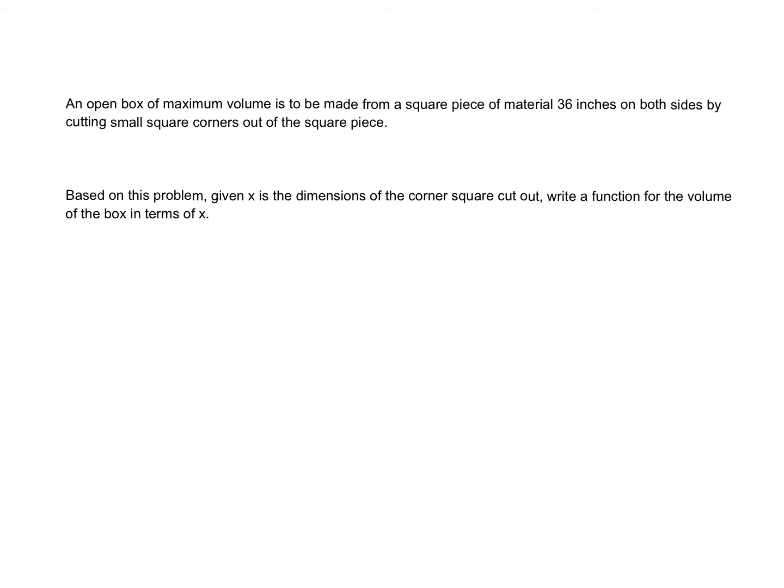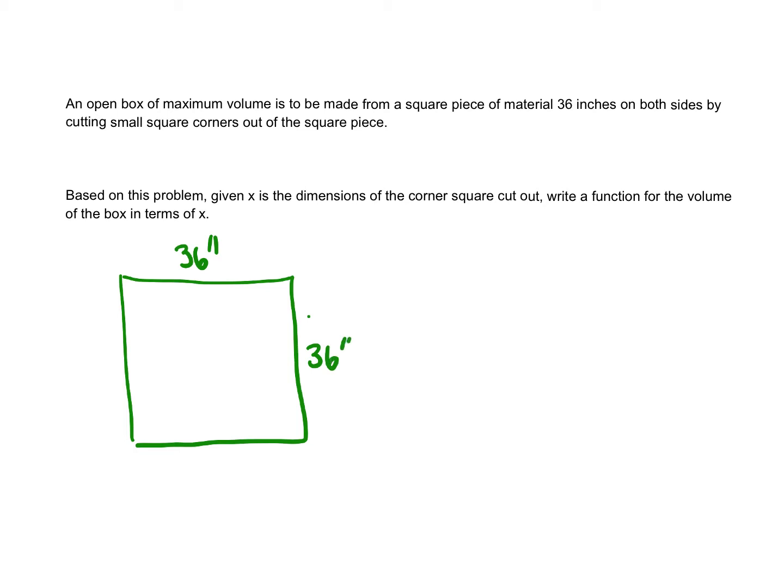So I'm going to try to draw just a little figure of this. So we have a square piece of material, 36 inches by 36 inches. We want to make a box out of it. So I want to make a box out of this piece of paper. Somehow I want to fold it so it gets me a box. So what we're going to do, this is kind of the classic way to make a box. What I'm going to do is cut some squares out of each corner.